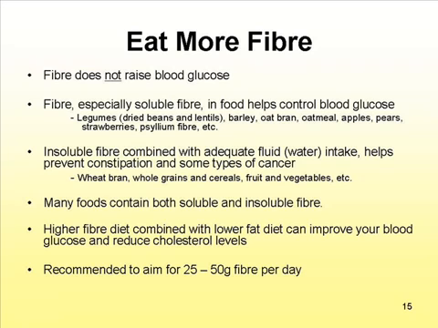Fiber, especially soluble fiber in food, helps control blood glucose. Some examples of soluble fiber include your legumes such as dried beans and lentils, barley, oat bran, oatmeal, apples, pears, strawberries, and the list goes on. And these are so important because they help control your blood glucose. There's also inflammation and some types of cancer. And some examples of insoluble fiber include wheat bran, whole grains and cereals, fruit and vegetables.